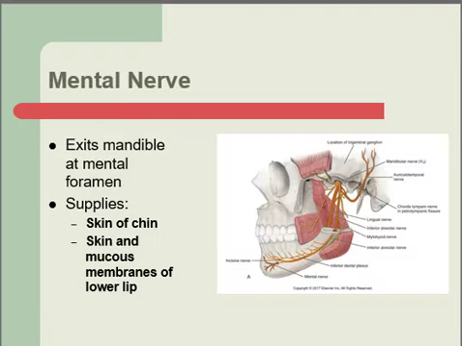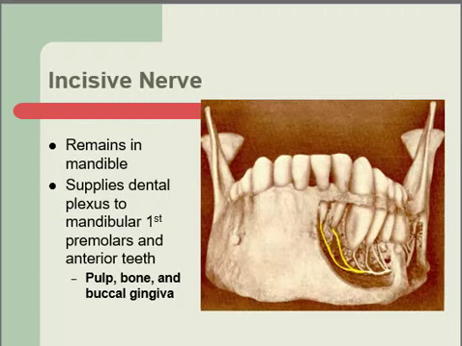Oops, wrong side. Let's do the mental. All right, talked about this enough, right? Mental nerve, continuation of the inferior alveolar. It exits the mandible at the mental foramen. Soft tissue only: the lip, the chin, but we want pulp, right? Incisive nerve. That's it. It remains in the canal, and it supplies the dental plexus to the mandibular first molars and anterior teeth on one side, right?